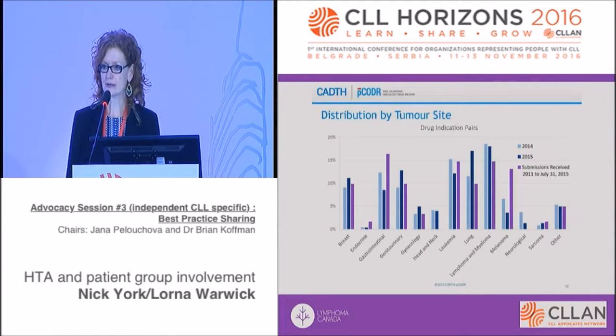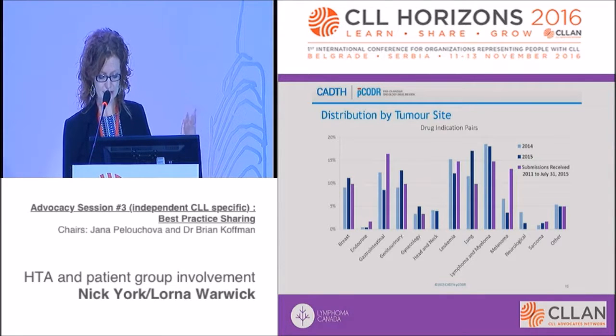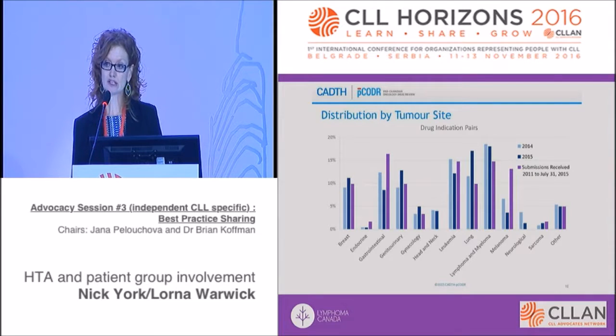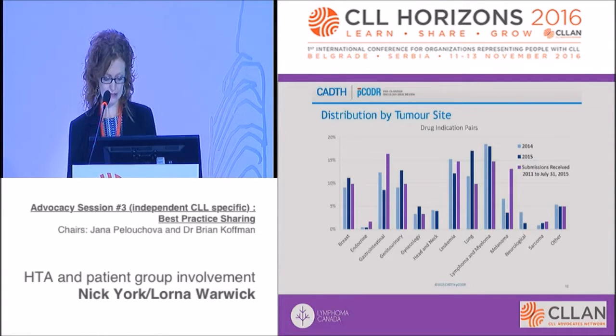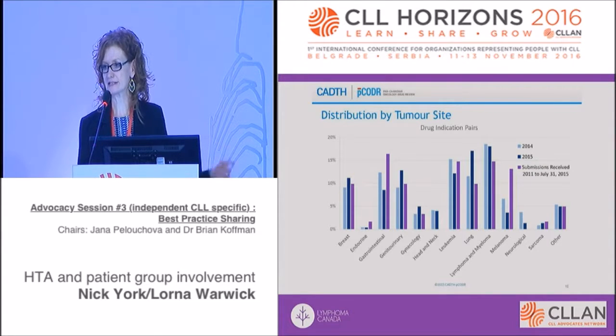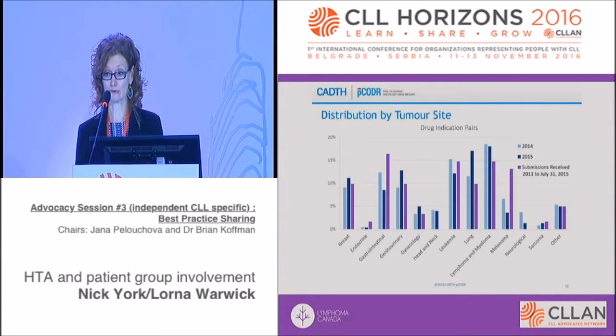Now, I put this up here. These are all the disease indications and the number of drugs that have been going through the pCODR process by tumor site over the last few years. And the only reason I put it up here is to show you how high the number of drugs is for lymphoma and myeloma, which is how they group them together, compared to the other tumor sites. There has been a lot of activity, which is great. We're happy to see that. It also makes us really, really busy.